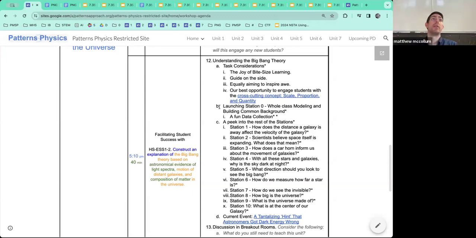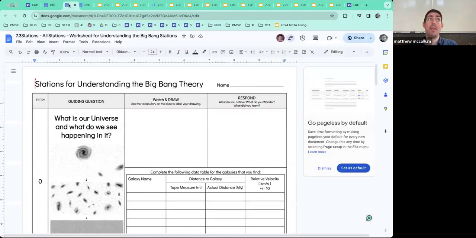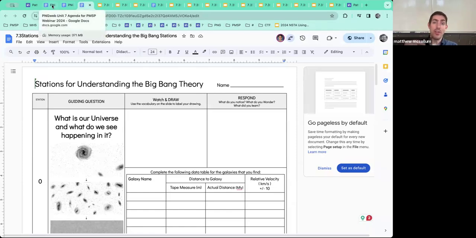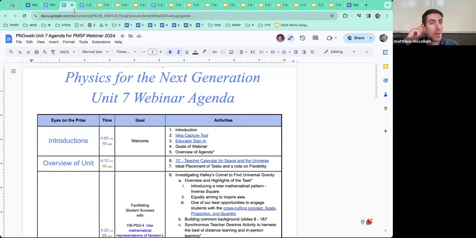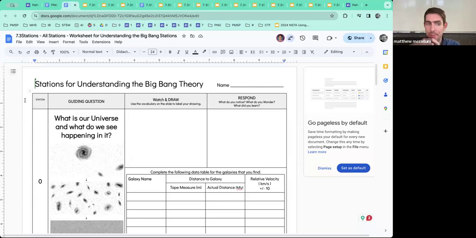No, I think that's good, and I think it's important to know, we're going to talk about Station 0 here, that all of these stations are built up around some aspect of explaining the NGSS statement of constructing an explanation of the Big Bang based off of astronomical evidence, light spectra, and composition of matter. And each of these stations was chosen to reveal some aspect of that.